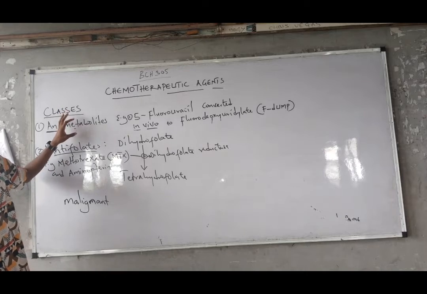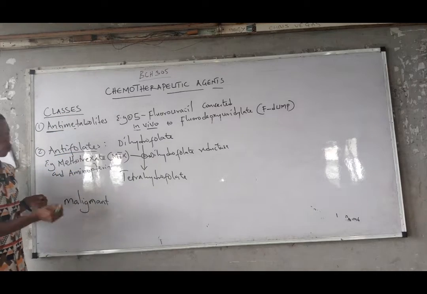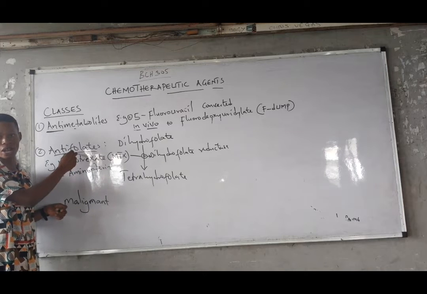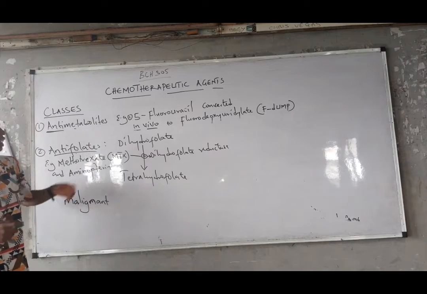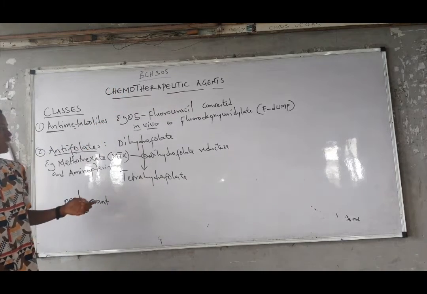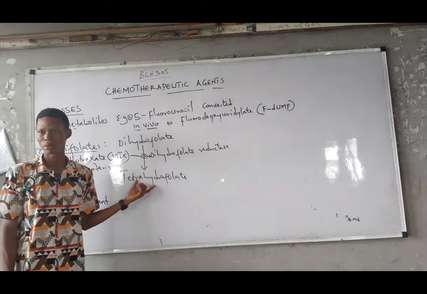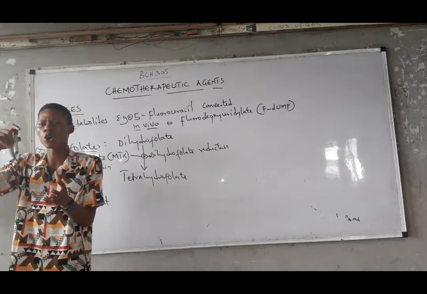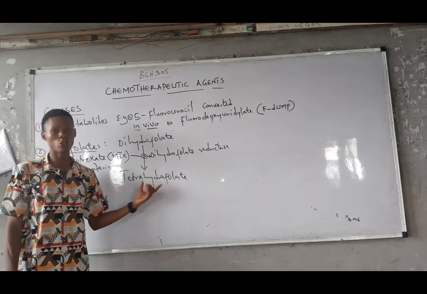Now, the second class is antifolates. Folates, you know we are talking about folic acid, right? Antifolates are chemotherapeutic agents that inhibit the formation of what? Tetrahydrofolates, right? They are structural analogs to folic acid. They inhibit the formation of tetrahydrofolates.